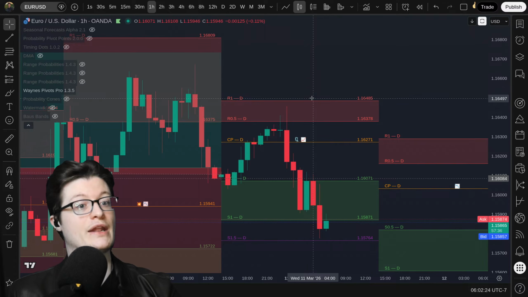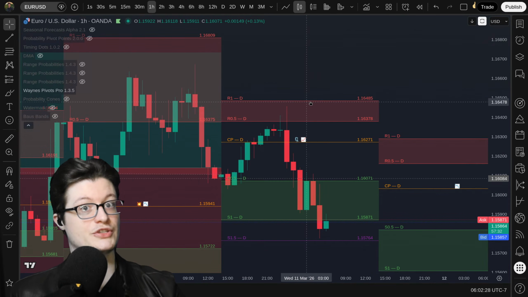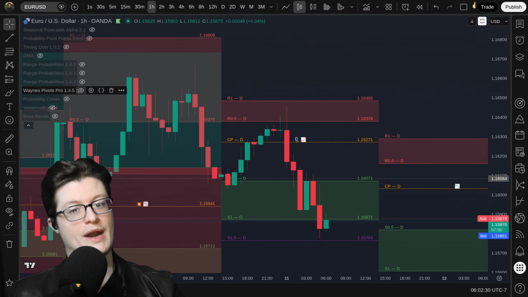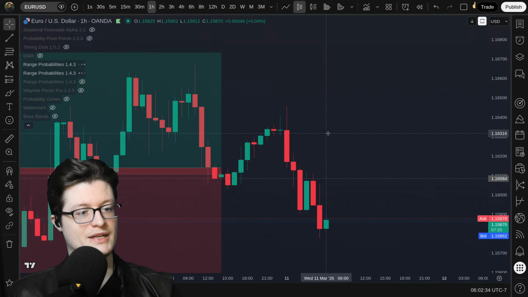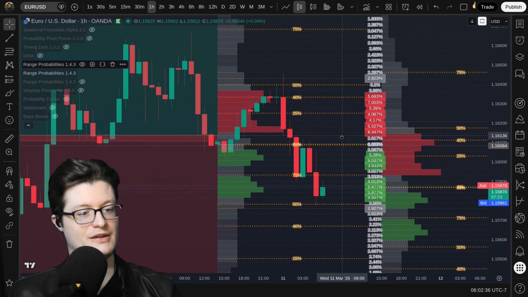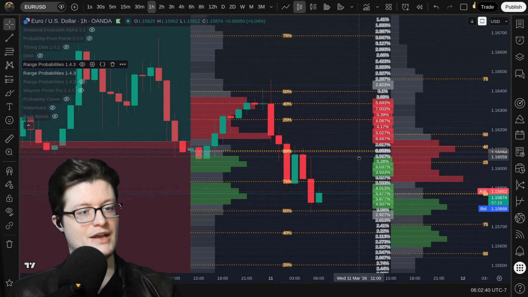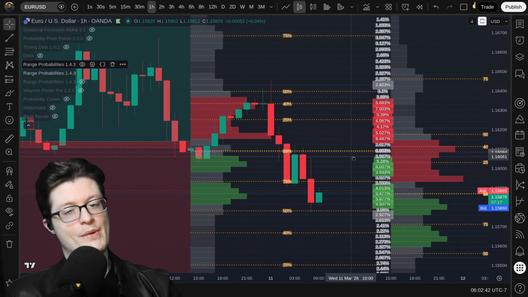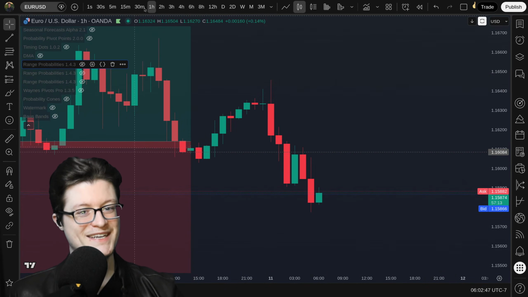Because that means they're setting really good expectations on the day-to-day, discretionarily. So what I prefer is the range probabilities. When I'm doing day trading stuff, I prefer to use this indicator. And you can kind of see why I prefer it, if you know how to read it. And maybe we'll go over how to read it in another stream, because now it's time to end this one.